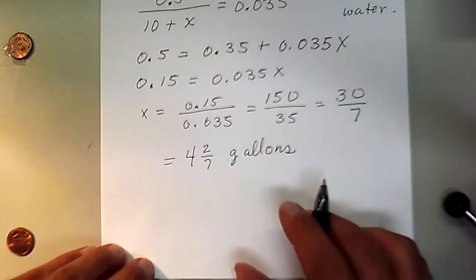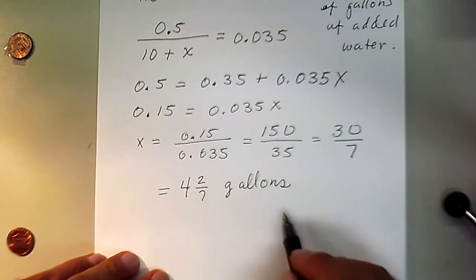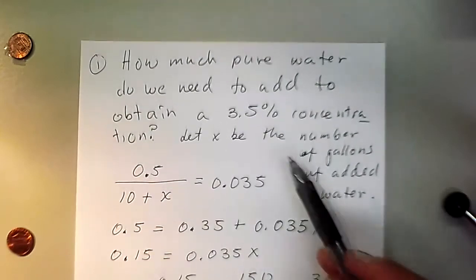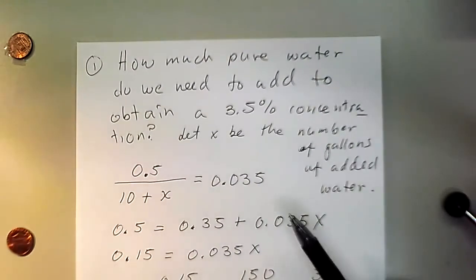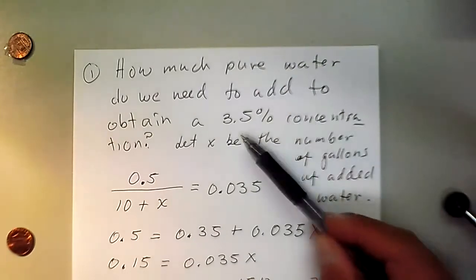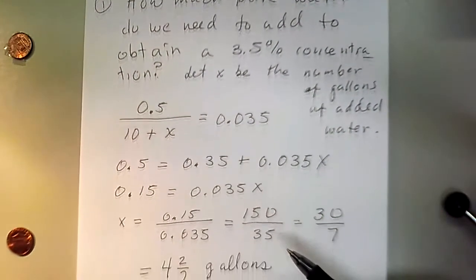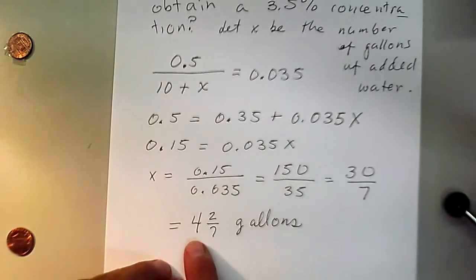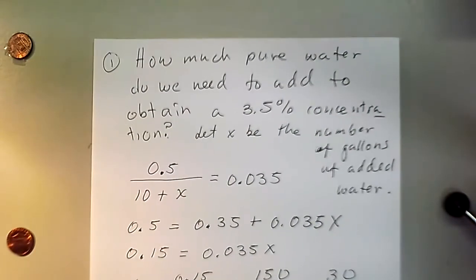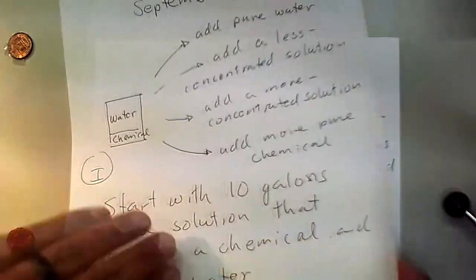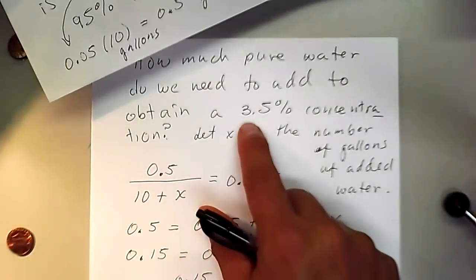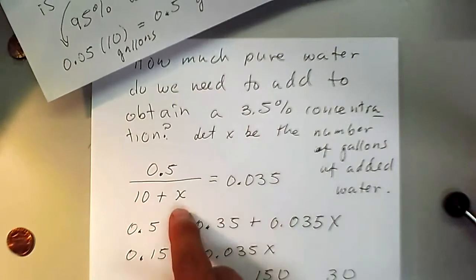Okay, so we need to add 4 2/7 of a gallon more of water to water down 10 gallons of solution, which has a concentration of 5%, down to 3.5%. All right. So we need to add 4 and change gallons, less than 5 gallons of pure water, again, to reduce a solution that is 5% of a chemical down to 3.5% of a chemical if we just add pure water.